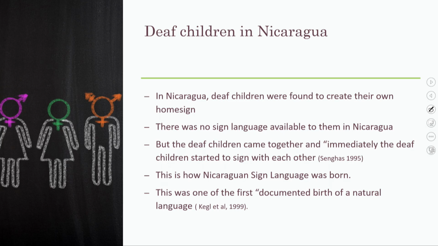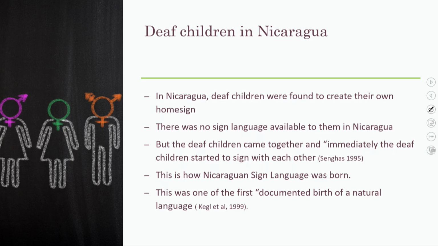Another study on deaf children that comes from Nicaragua, yet another famous study. Now, in this case, the children are from Nicaragua. So, they were found to use and create their own home sign. Now, Nicaragua did not have a sign language of its own at that time. This study is pretty old, 90s.